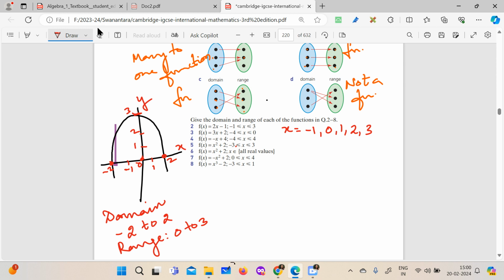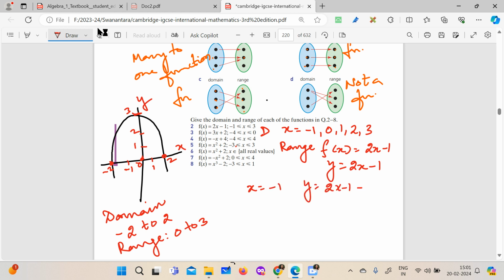Now for each value of x we will calculate the range. This is your domain. Now I'm going to calculate my range for each value of x. This is written as f of x is equal to 2x minus 1. When x is equal to minus 1, y is equal to 2 times minus 1, that is minus 2, minus 1, which is equal to minus 3. Is this clear to you?